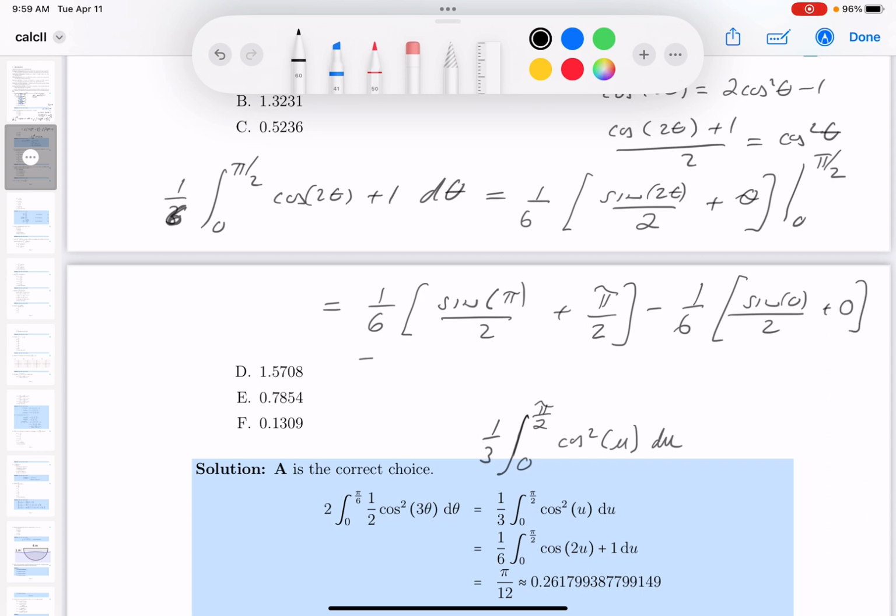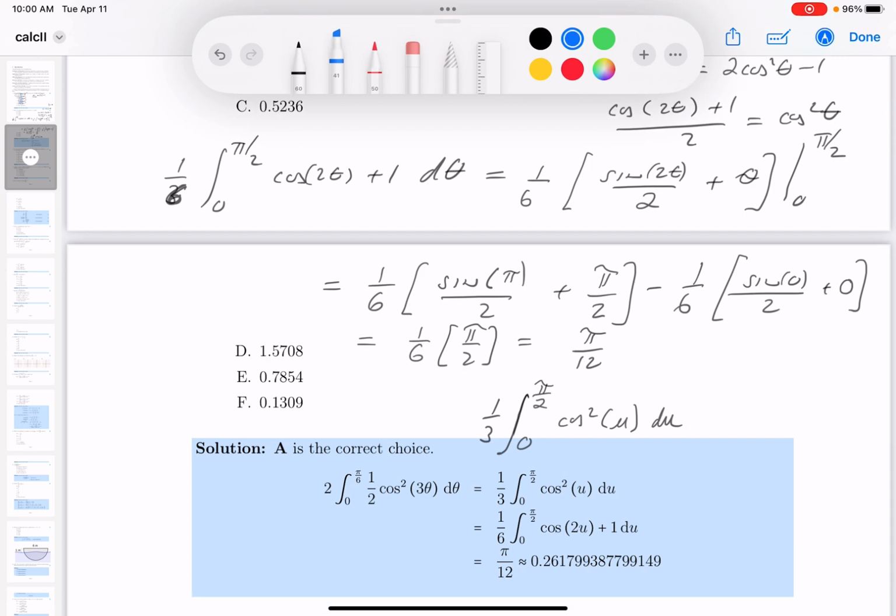It's an evaluation problem now. I get 1/6. The sine of pi is 0, so I get pi over 2, and the other term just disappears, all zeros. What do you get here? Pi over 12. That's the exact answer. All right? So I want to point out the exact answer is listed for me. It's right over here. All the work is down over there.